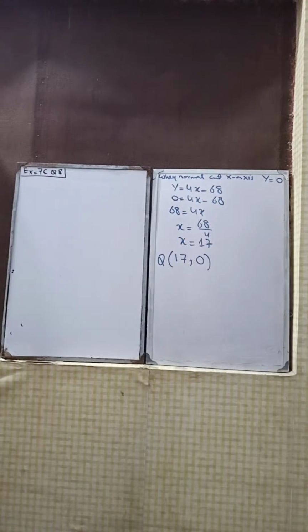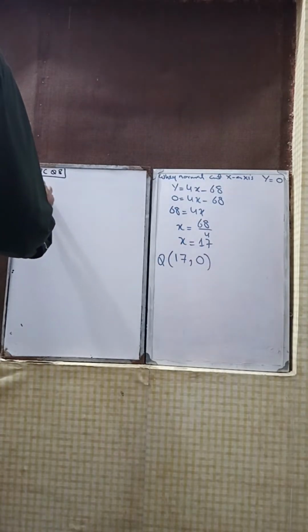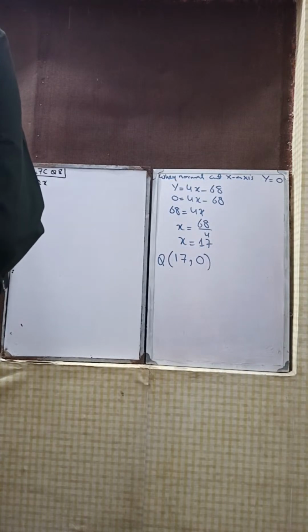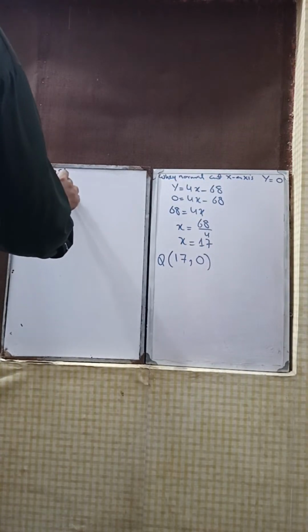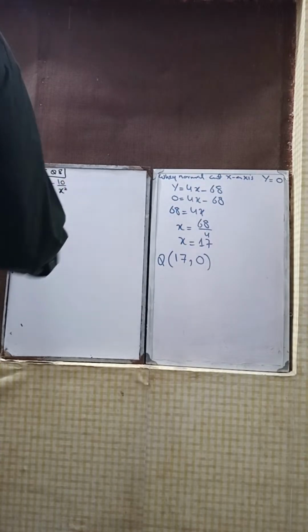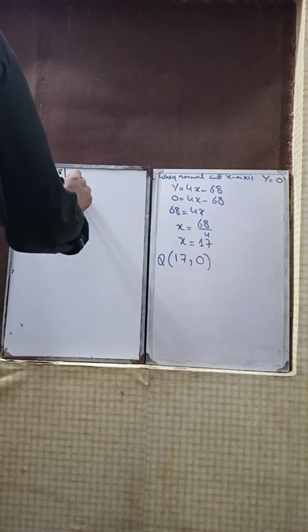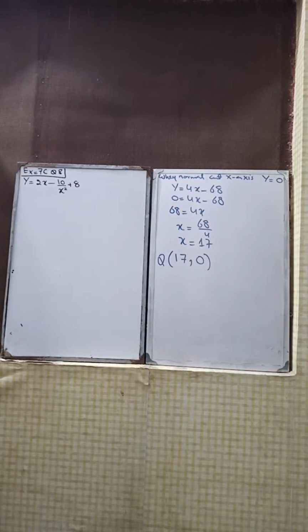It says the equation of the curve is given here: y equals 2x minus 10 divided by x squared plus 8. There are two parts in it. The A part is find dy by dx. This is their first part. They just want me to find dy by dx.